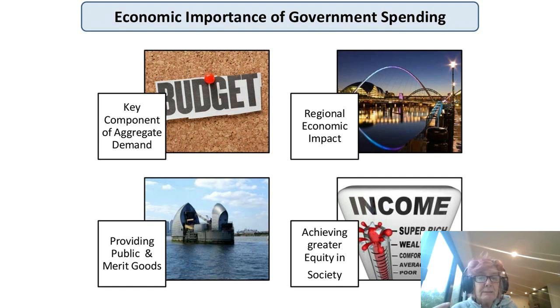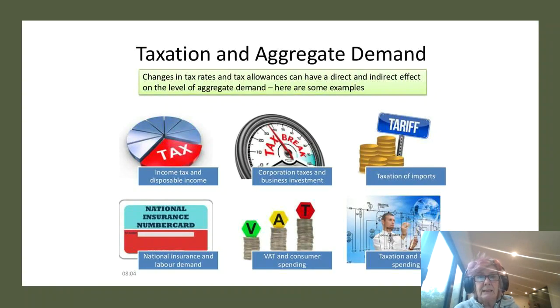And of course, government spending can be used to provide public goods that wouldn't be provided by the markets, or to provide merit goods that might be underprovided. So at the current time, governments might think about using spending to increase healthcare provision, for example. And of course, government spending can be used to try to achieve greater equality within the society.